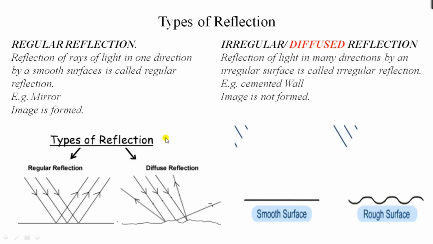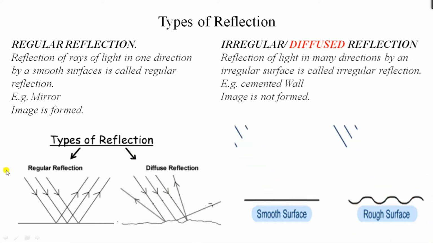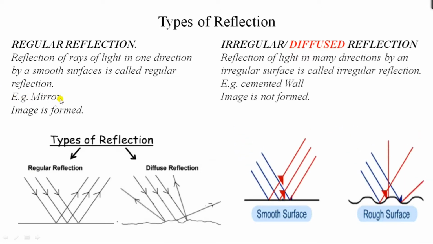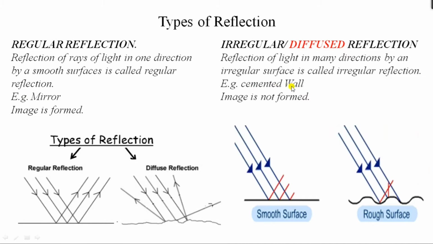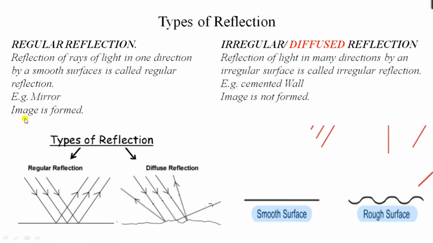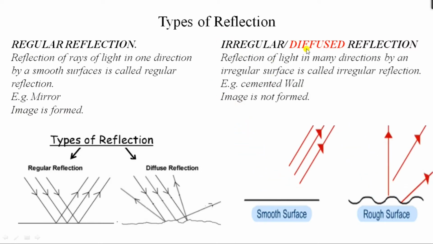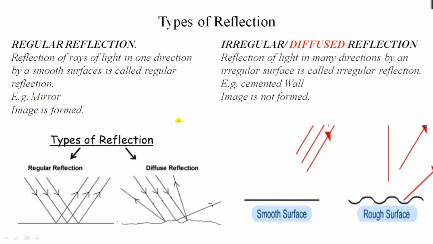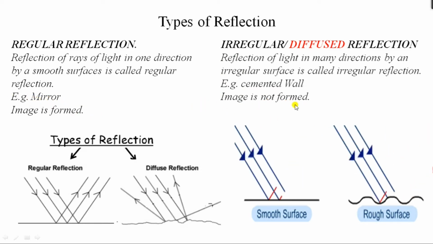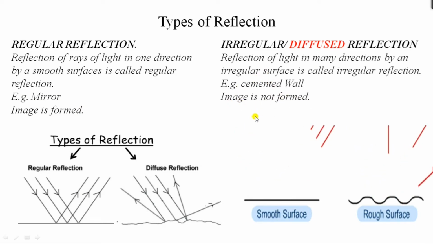And regular reflection occurs on a smooth surface and irregular reflection occurs on a rough surface. An example of regular reflection is a mirror, and an example of irregular reflection is a cemented wall. And in regular reflection an image is formed as in a mirror, but in irregular reflection an image is not formed. So you can see your face in the mirror but you cannot see your face on the wall, because in irregular reflection the image is not formed.